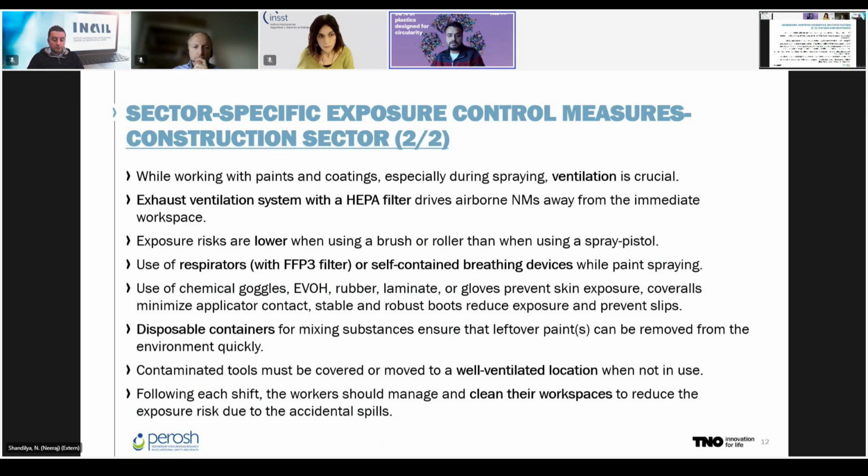Other essential PPEs include eye protection with chemical goggles, coverall, and gloves to prevent skin exposure and minimize worker contact. Then stable and robust boots to reduce worker exposure and prevent slips. And there can also be proper housekeeping strategies to reduce the worker exposure levels. This can include using disposable containers for mixing substances so that the leftover paint can be removed from the environment quickly. Contaminated tools must be covered or moved to a well-ventilated location when not in use.